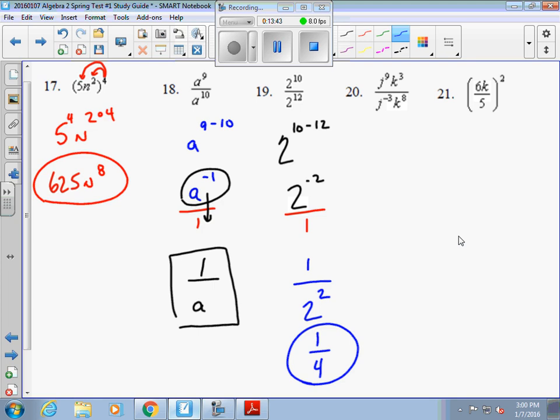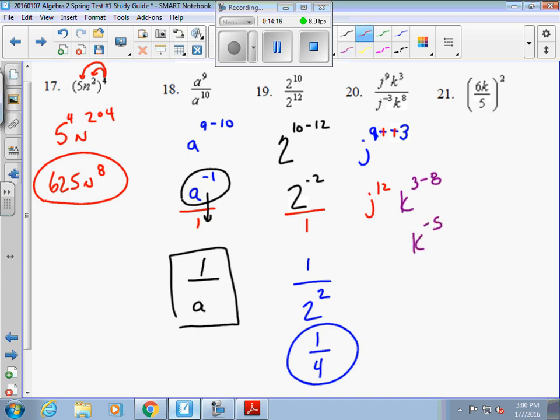J to the 9th, k to the 3rd over j to the negative 3rd, k to the 8th. Again, you're dividing, which means you're subtracting exponents. So j to the 9th minus a negative 3. Remember, anytime you have minus a negative, it means plus a positive. So j to the 9 plus 3 is j to the 12th. K to the 3 minus 8 gives you k to the negative 5.